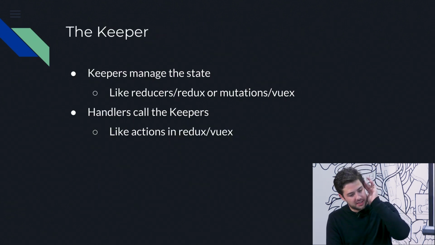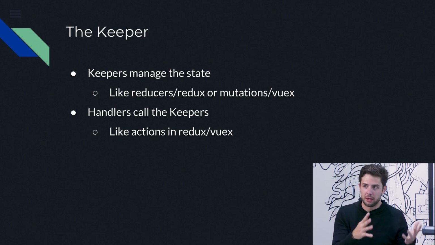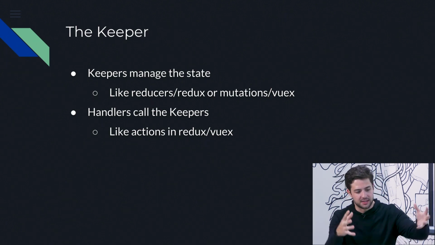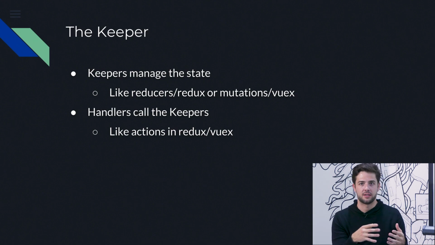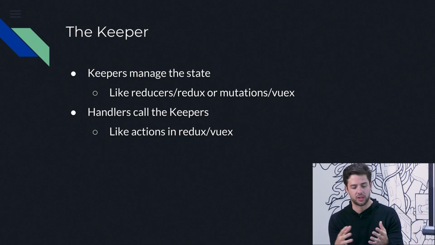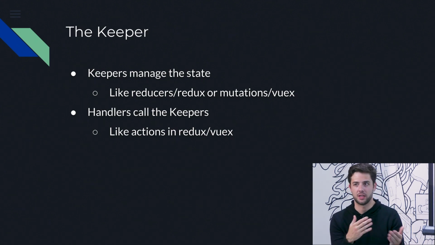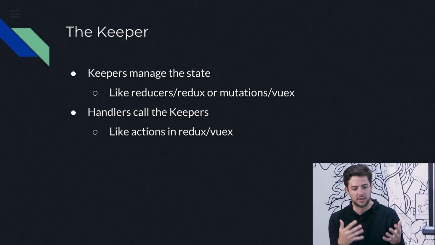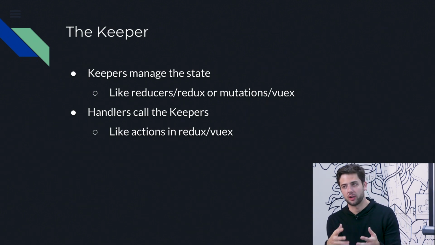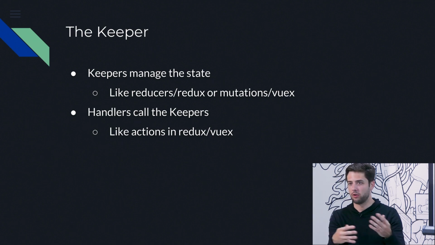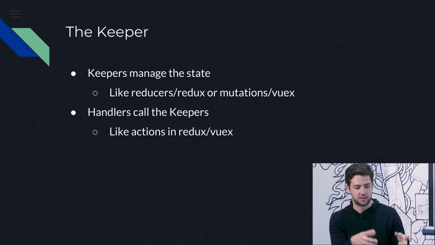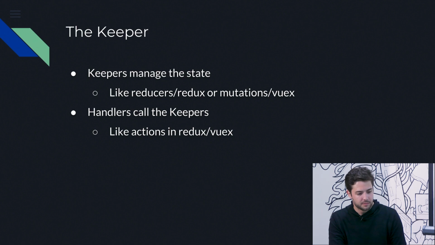So the first piece that you're going to want to think about here, which is the most low level and the most fundamental representation of your module, is the keeper. These are essentially the getters and setters on the database. Your handlers are going to call these keepers in order to mutate state. So this is the base of the application here.